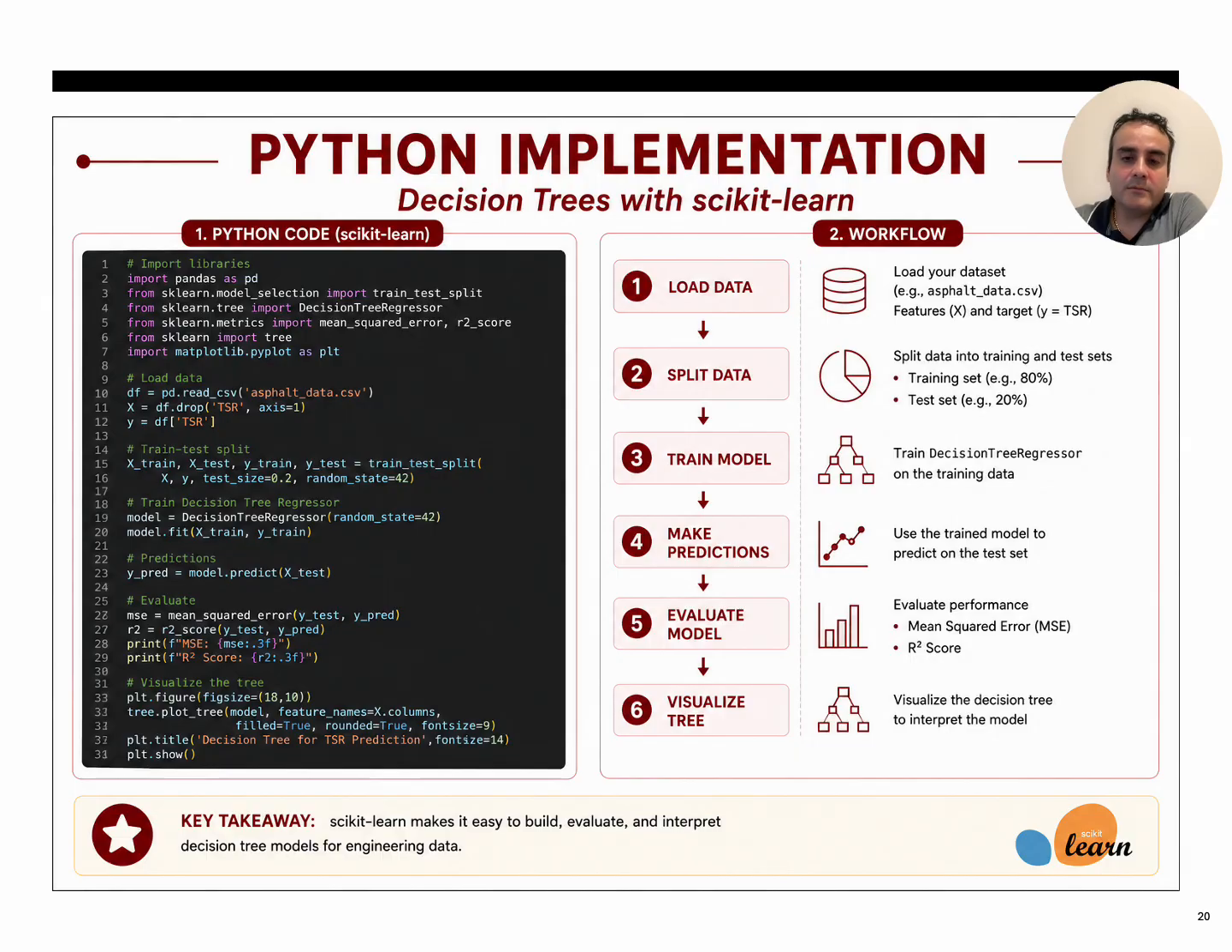And here we learn how to implement decision trees in Python. It's a very easy and straightforward coding. So the code on the left imports the model, creates the tree, trains it using the fit function, and generates predictions. On the right, the workflow summarizes the process.